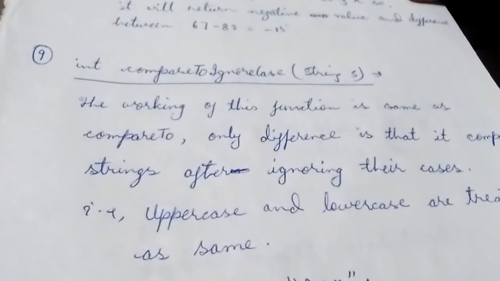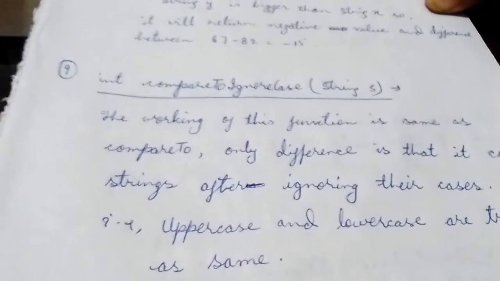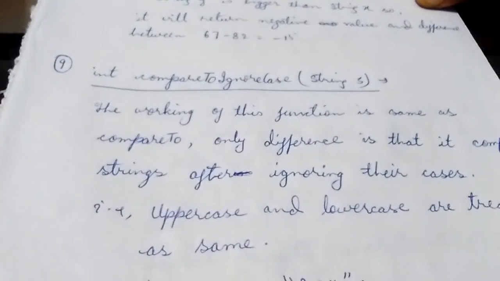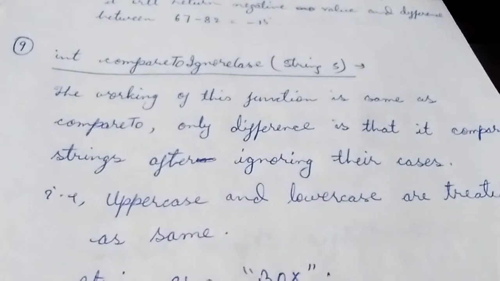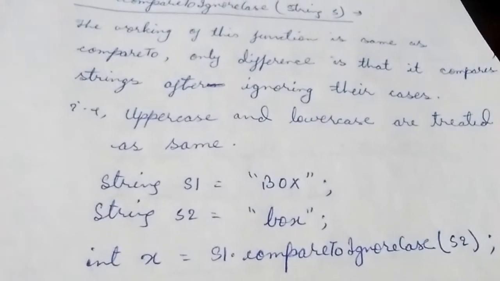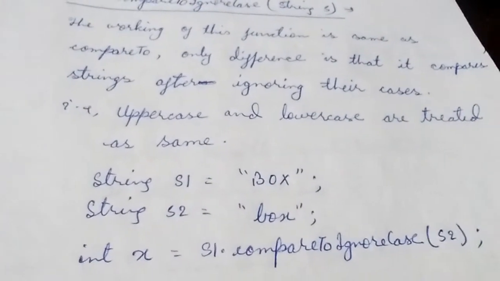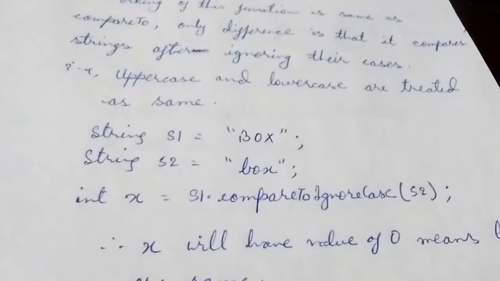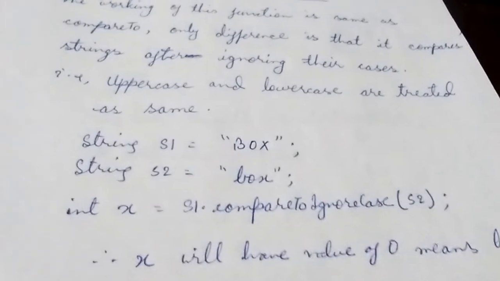The next function related to compareTo, where it ignores the case sensitivity, is compareToIgnoreCase. Now this function works the same as compareTo, but only the case sensitivity is ignored. Like we can see, string s1 equals BOX, where string s2 equals box in small case. So it will return 0, as it will say that both strings are the same.